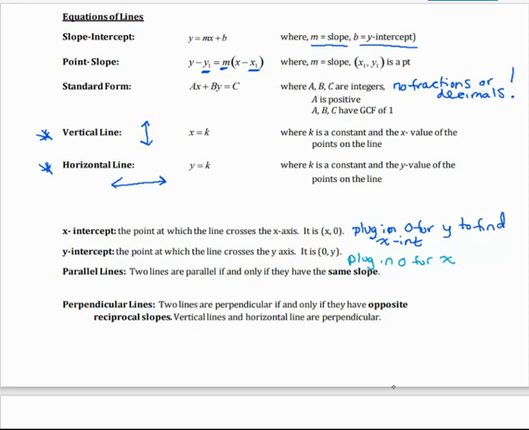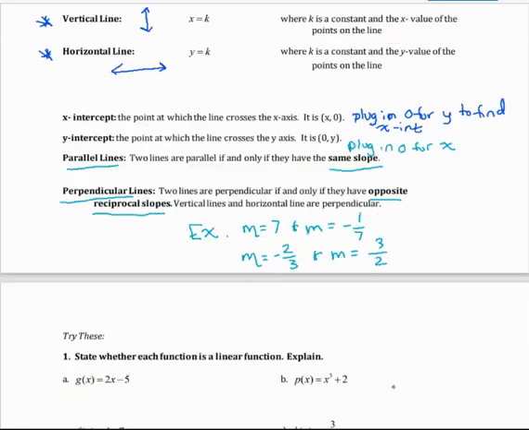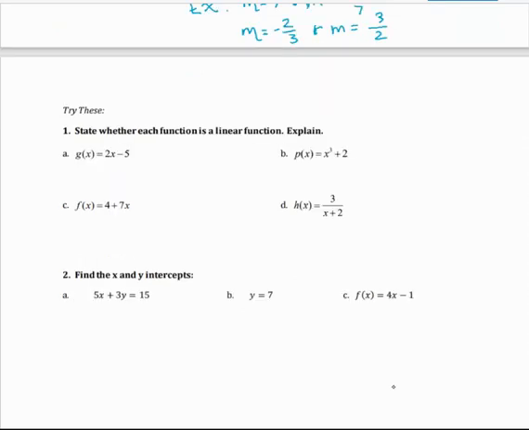Parallel lines, recall, have the same slope. Perpendicular lines have opposite reciprocal slopes. Let's just do an example of an opposite reciprocal. So if I had a slope of 7, then I would have to have a slope of negative 1/7. If I had a slope of negative 2/3, then I'd have to have a slope of positive 3/2. Those are reciprocals.